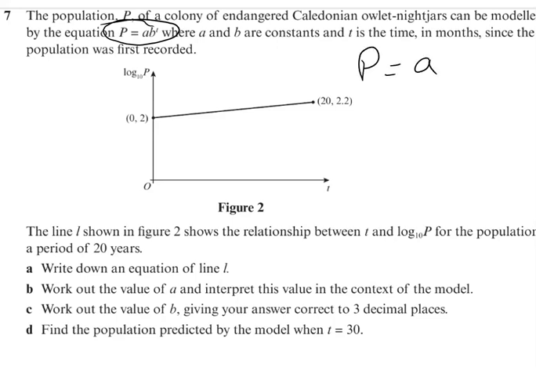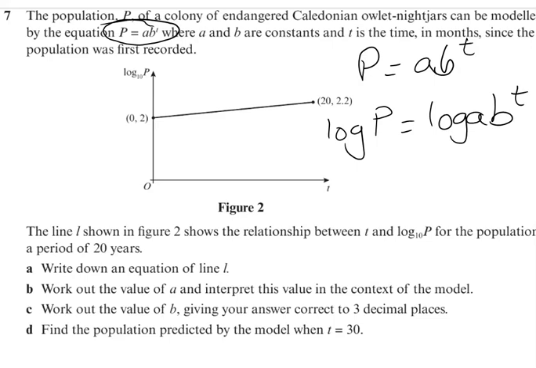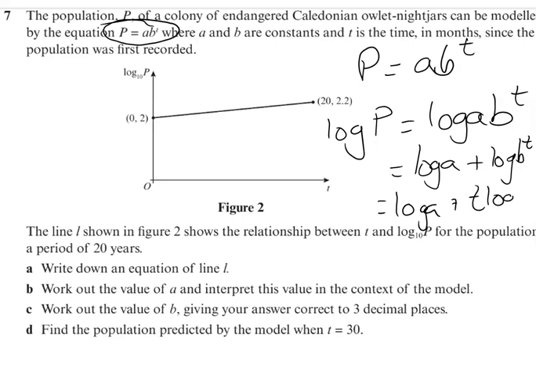P equals a b to the t. If we just take logs of both sides, we're going to get log base 10. I'm not going to bother writing. Log of p equals log of a b to the t. We've got to split that a, b up. We can't move the power until we've split the a and the b up. So this equals log a plus log b to the t. And then this will equal log a, and then the power come out, plus t log b.